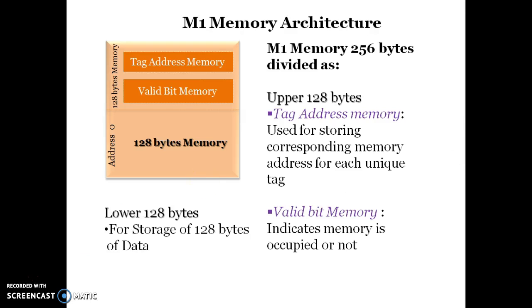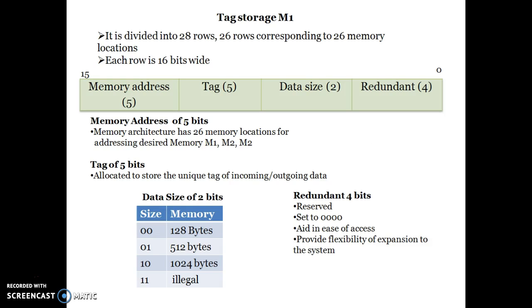Memory M1 has 256 bytes divided as upper 128 bytes into tag address memory and a valid bit memory, and a lower byte of 128 bytes. The tag memory is divided into memory address of 5 bits, tag of 5 bits, data size of 2 bits, and redundant 4 bits. The data size of 2 bits is used to address 128 bytes, 512, 1024 bytes, and a size of 111 says it's illegal.